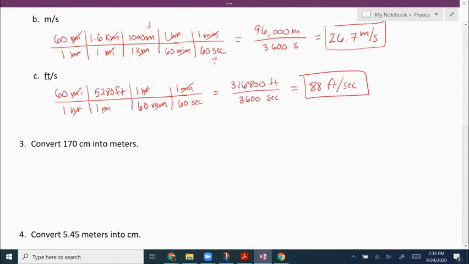Okay, this one's a little different because it's not miles per hour to meters per second. It's just convert 170 centimeters into meters. You still set it up the same way, though you probably won't need to do this very often because the metric system's so awesome. But this is how you would apply the very same system to something like that. There are 100 centimeters in 1 meter. So you have 170 centimeters over 100, and that's of course going to become 1.7 meters.